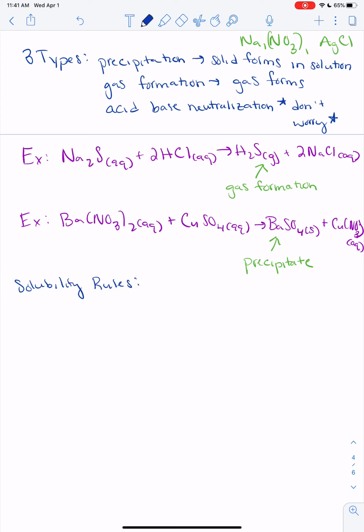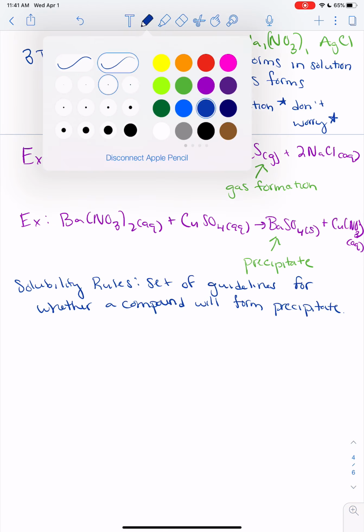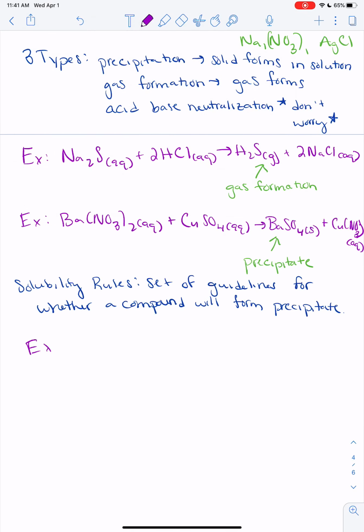Our solubility rules are a set of guidelines for whether a compound will form a precipitate. These guidelines, you're always going to have them. I don't want you to memorize them. So let's do some examples of just using our solubility rules.